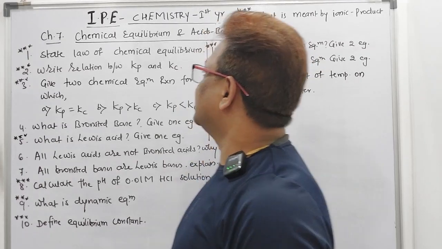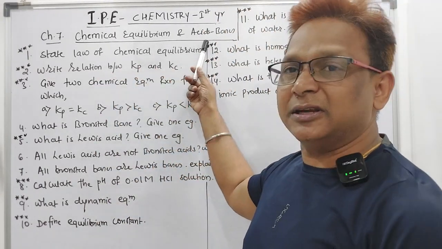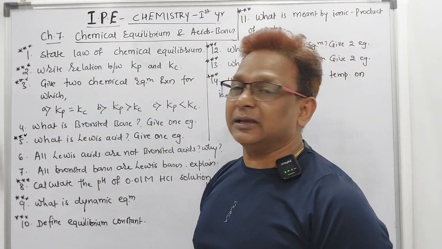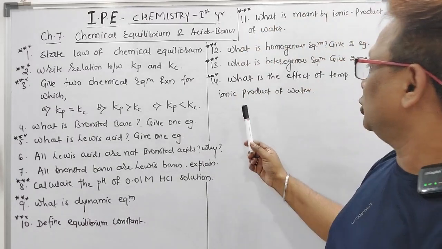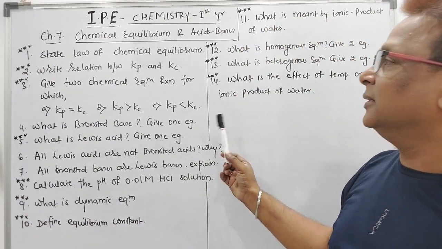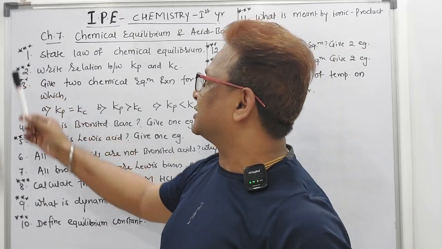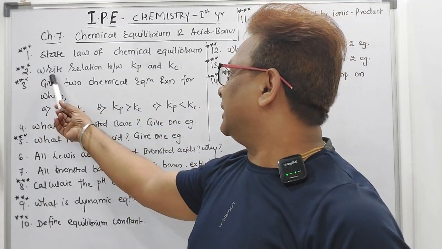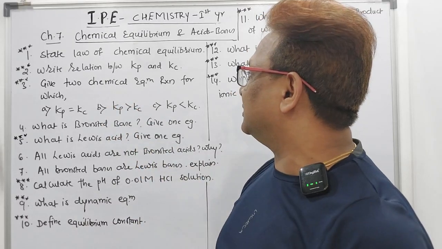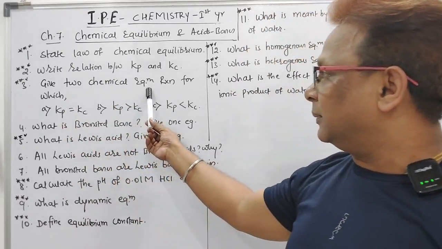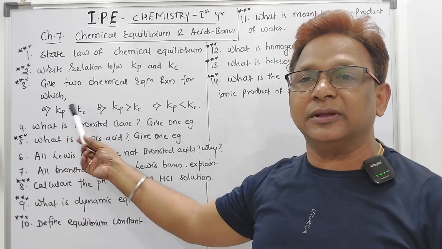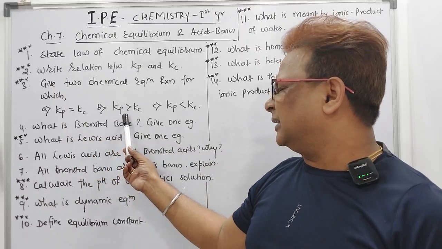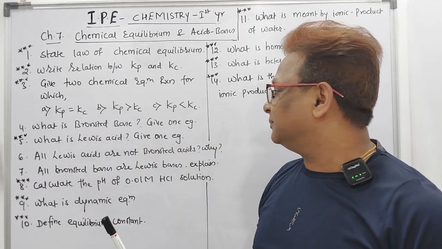Now this one is from the chapter Chemical Equilibrium and Acids and Bases, Chapter 7 VSAQs. In total I have written 14 questions, and you can see some star marks are there. State the laws of chemical equilibrium. 3 star. Write the relation between Kp and Kc. Give 2 chemical equilibrium reactions in which Kp equals Kc, Kp is greater than Kc, Kp is less than Kc.